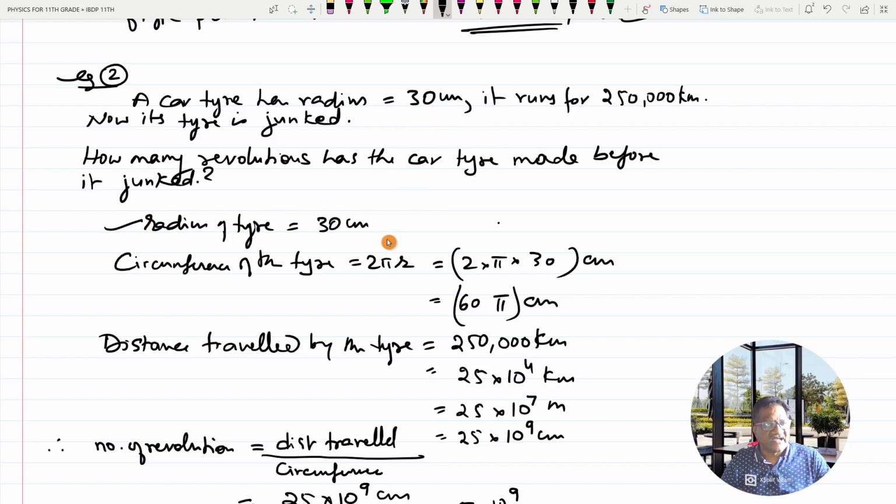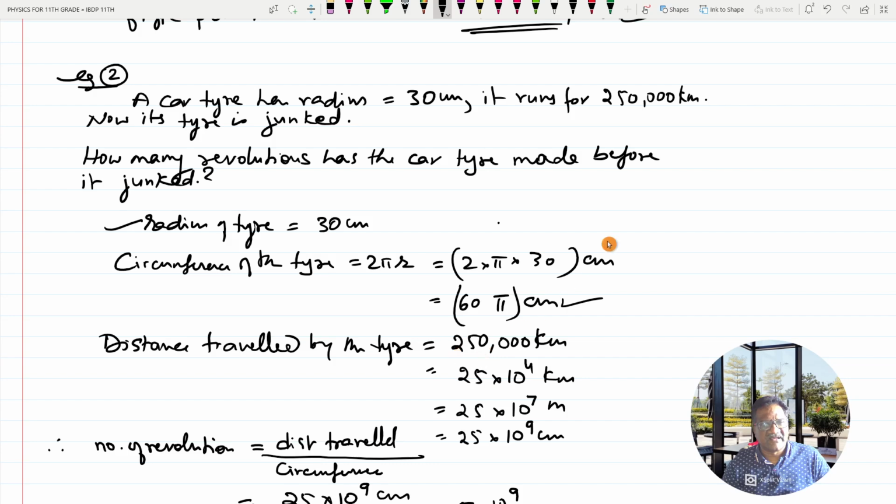The radius of the tire is 30 centimeters. So the circumference of the tire will be 2 pi r. That will be 2 pi into 30 centimeters, which is equal to 60 pi centimeters. So this is the circumference of the tire, 60 pi centimeters. Now, the distance traveled by the tire is how much?